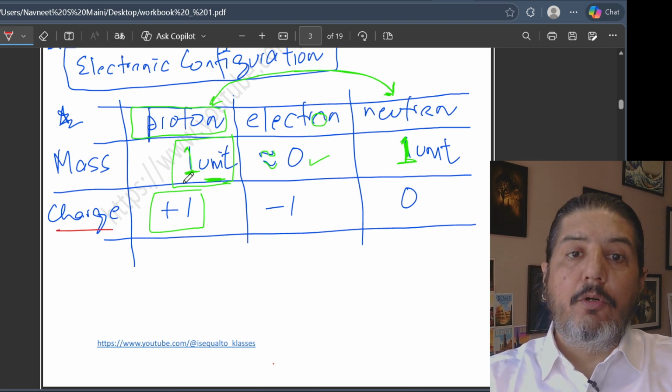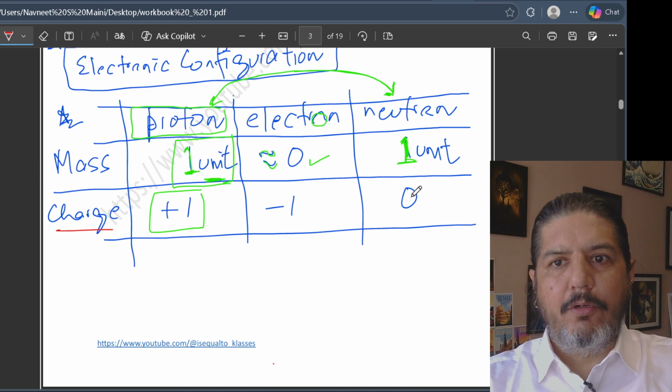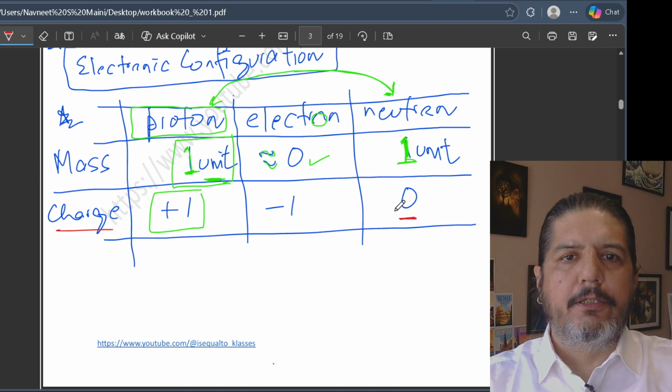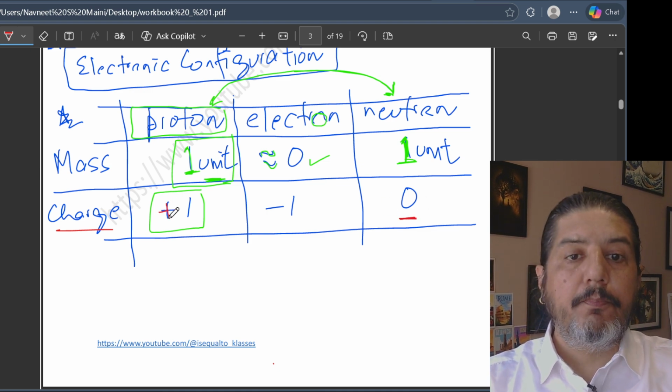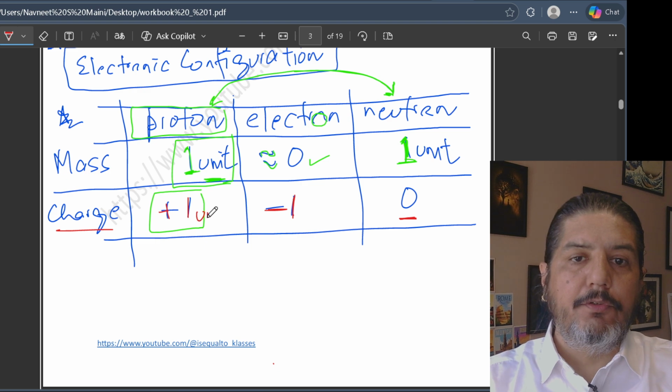The charge is contributed by proton and electron. Neutron is neutral; it has no charge. So again, proton is plus 1 unit charge, electron is minus 1 unit charge. This is the unit.